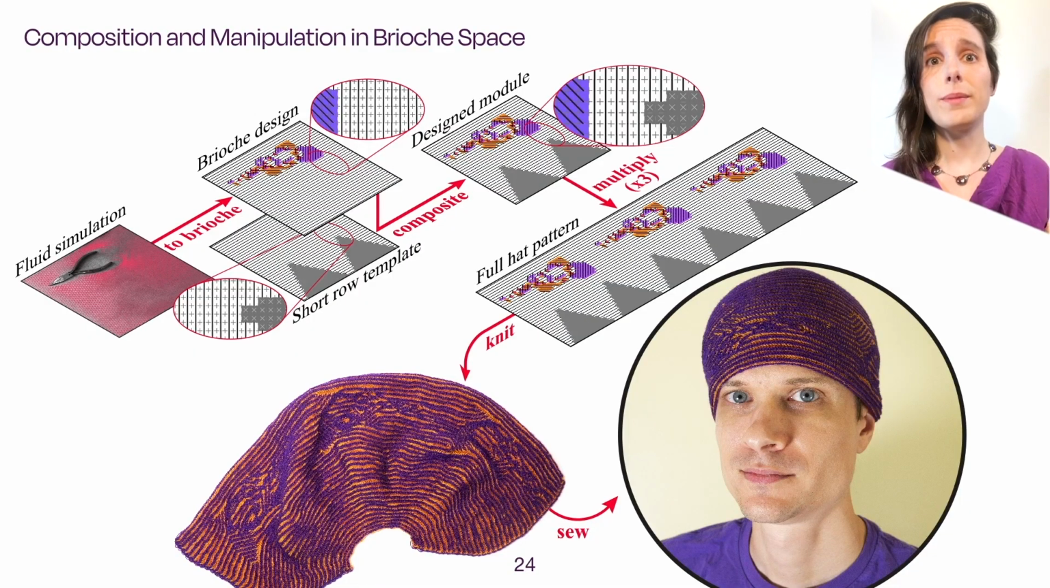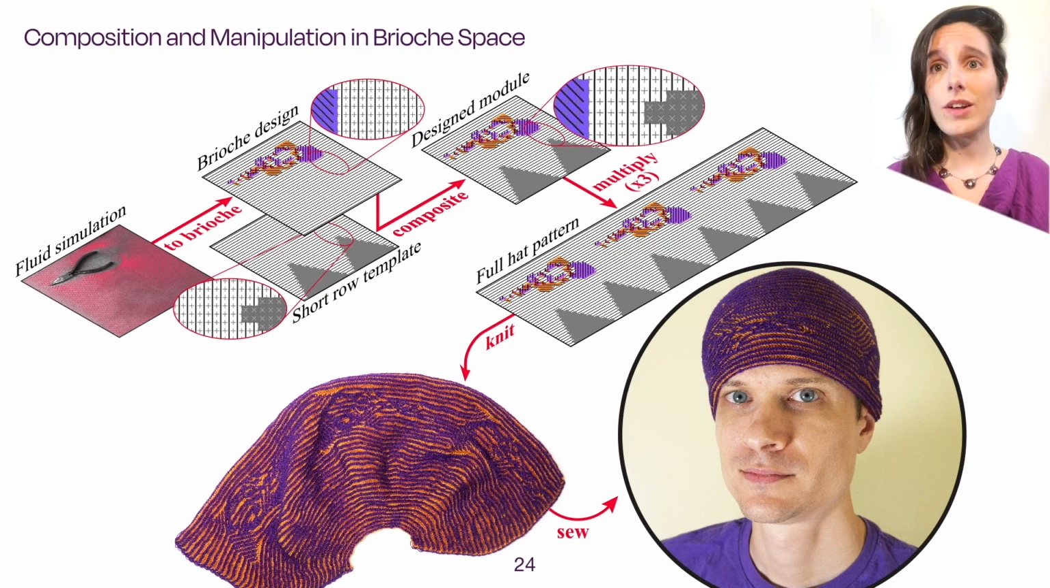Or more complex manipulations like compositing a brioche swatch into a shaped object template like this hat. Composition rules can be specified in brioche-like terms. For example, you could consider how one loop's lean direction might influence nearby loops in that direction.